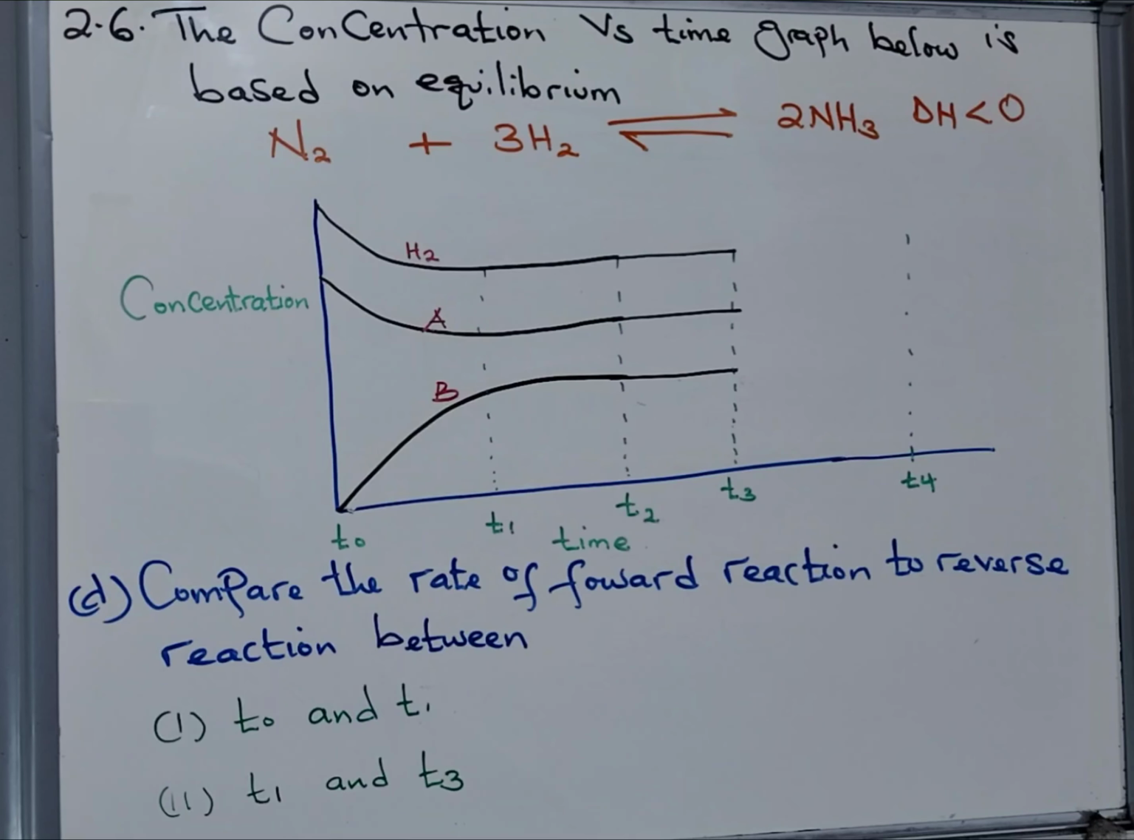You need to be informed that from the start of the reaction until equilibrium is reached, the rate of forward reaction is always higher than the rate of the reverse. I repeat, from the start of the reaction until equilibrium is reached, the rate of forward reaction is higher than the rate of the reverse reaction.